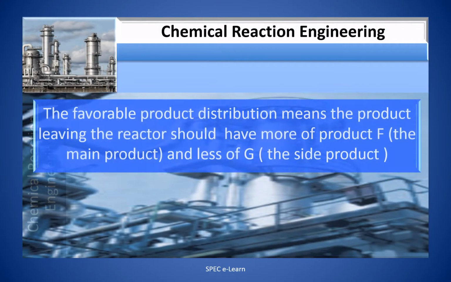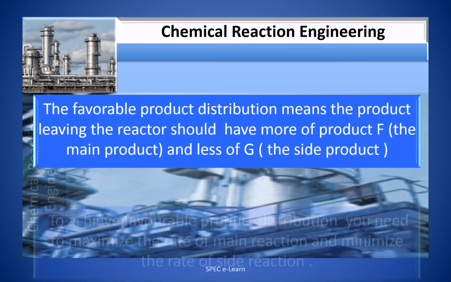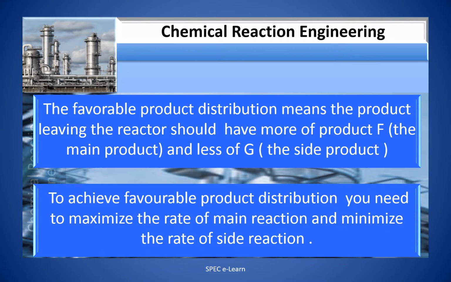The favorable product distribution means the product leaving the reactor should have more of product F, that is the main product, and less of G, that is the side product. To achieve favorable product distribution, you need to maximize the rate of main reaction and minimize the rate of side reaction.